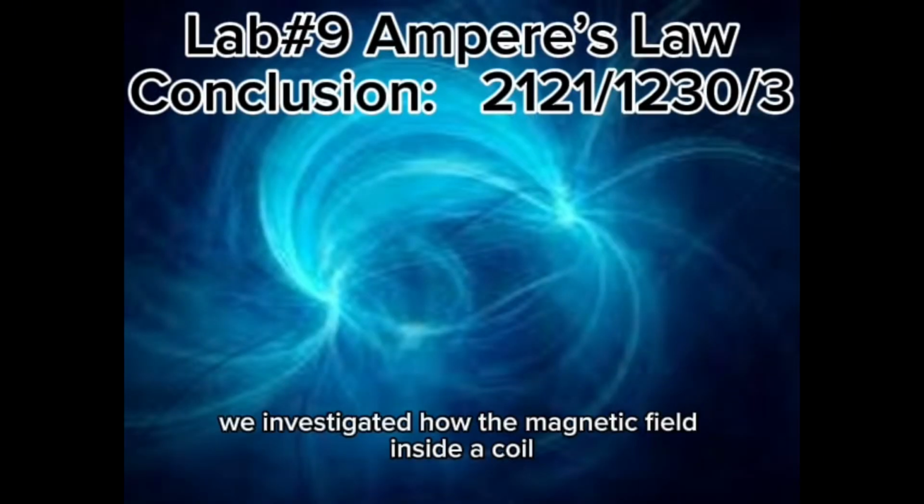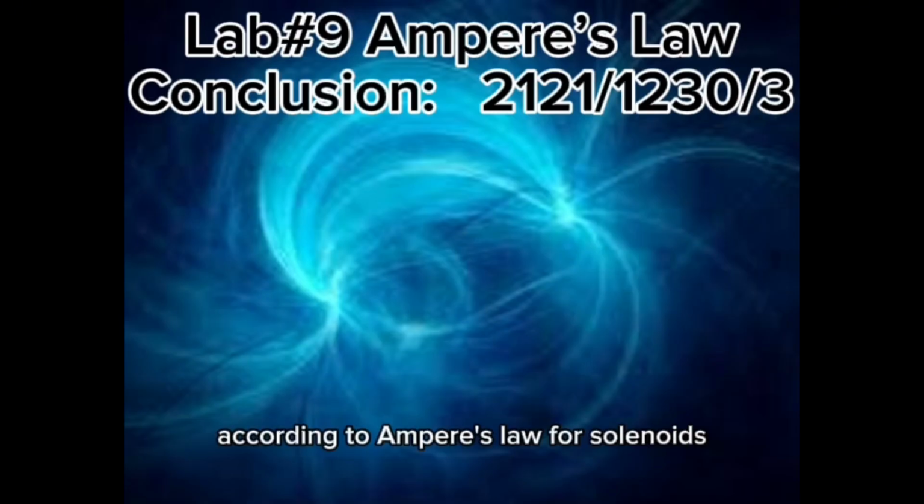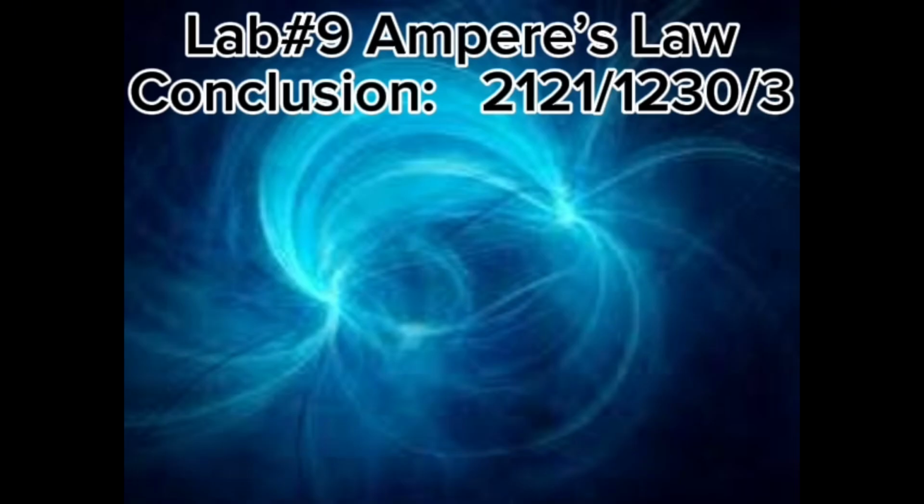In this lab, we investigated how the magnetic field inside a coil changes when the number of turns is doubled. According to Ampere's law for solenoids, B equals N times mu naught times I divided by L. The magnetic field is directly proportional to the number of turns. This means that if the current and the length of the coil remain constant, doubling the number of turns should ideally double the magnetic field strength. Our experimental measurements supported this relationship.